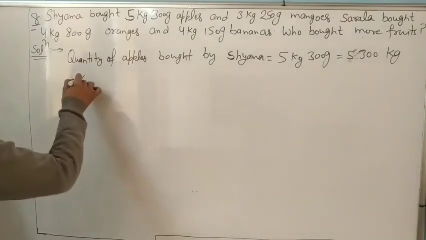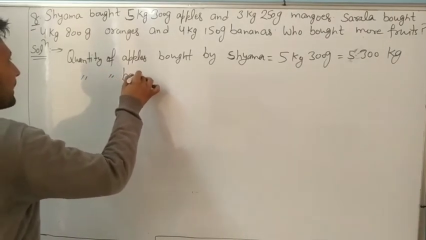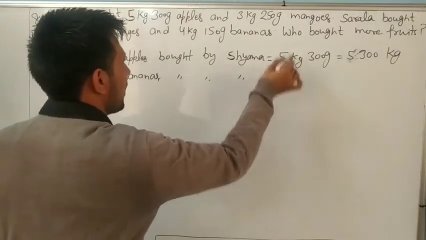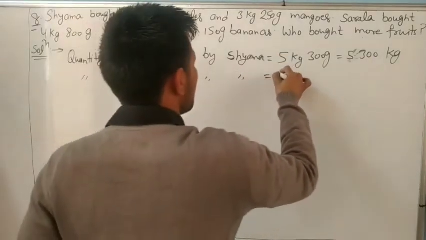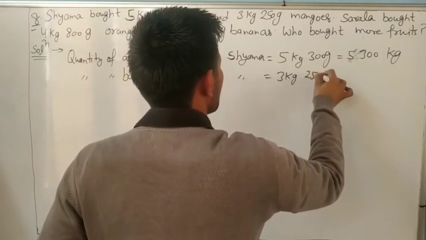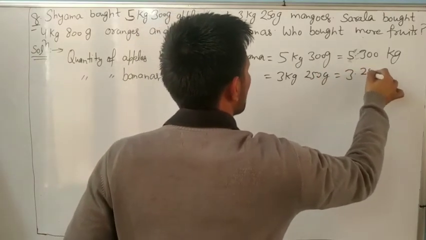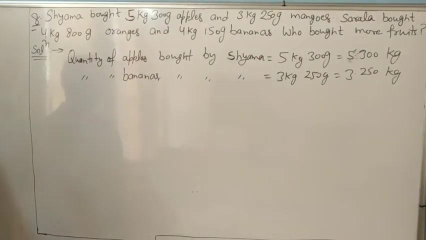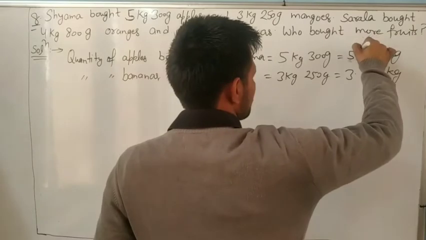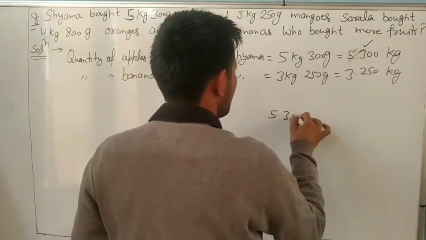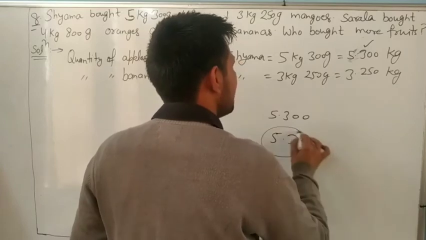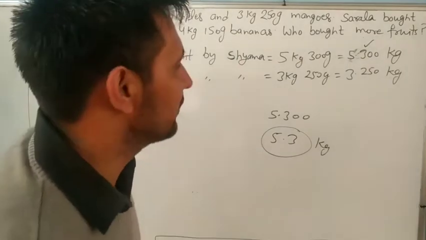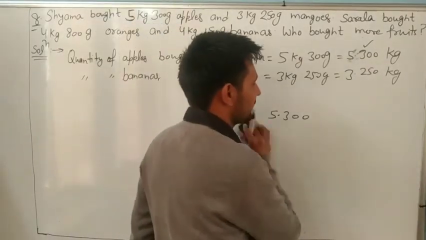5.300 kg. Same as it is, quantity of mangoes bought by Shyama. How much? 3 kg and 250 gram. So how much? 3.250 kg. Yes, everyone knows. Dear, you can write it 5.3 kg also. If we add a 0 at the last, then our answer does not change. The quantity does not change.